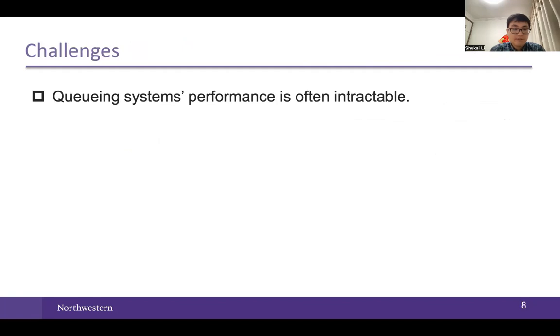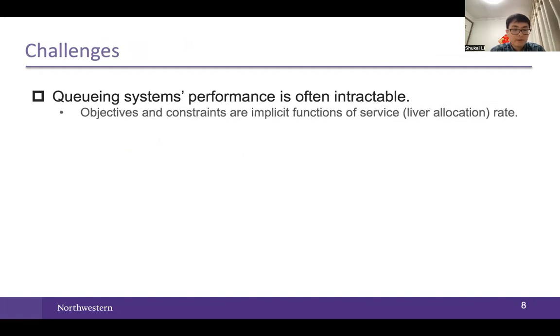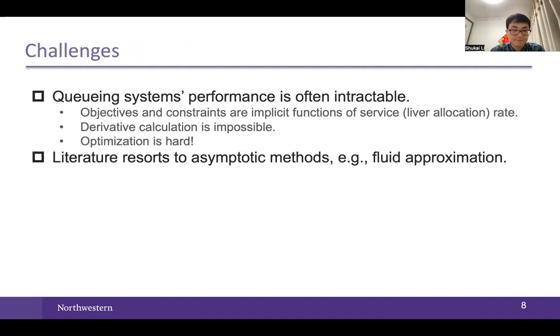This problem poses significant challenges. First of all, the queuing system's performance is intractable, and the objective and constraints are implicit functions of the service rates. As a result, calculating the derivative is impossible, and optimization is hard.